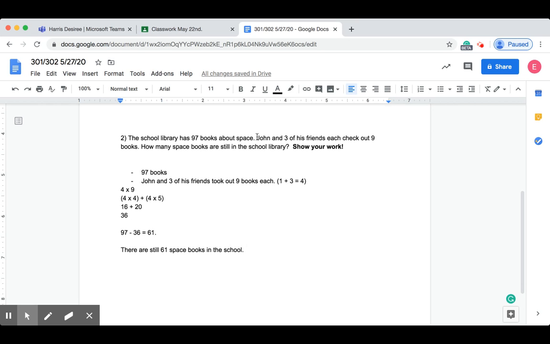I had to, 1, figure out how many books John and his 3 friends checked out. And then the question asked me how many space books are still in the library. So I had to subtract how many books they took out from the total number of books in the library. And then lastly, I wrote my answer statement. There are still 61 space books in the school.